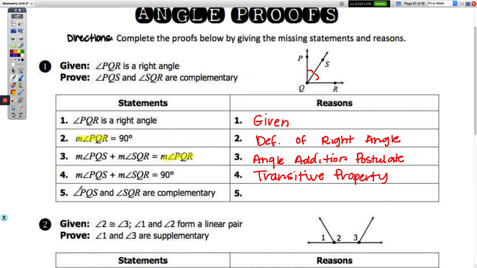And then it says that angle PQS and angle SQR are complementary. So what tells us that if this one plus this one equals 90, that they are complementary? The definition of complementary angles.